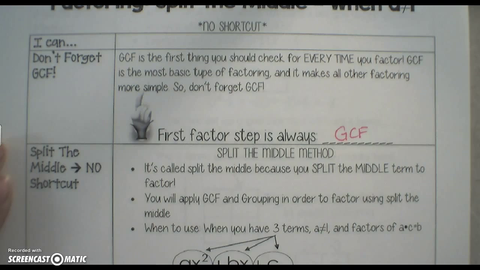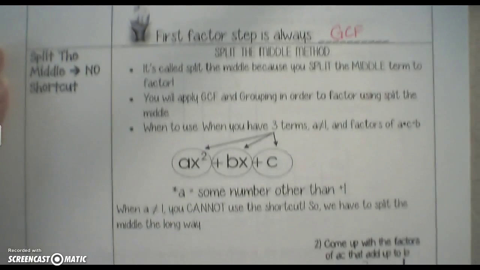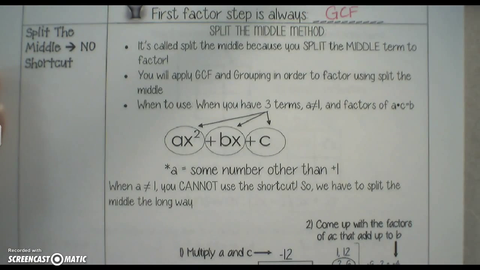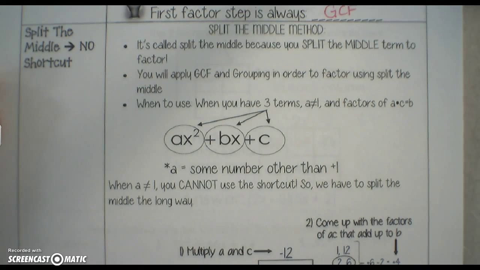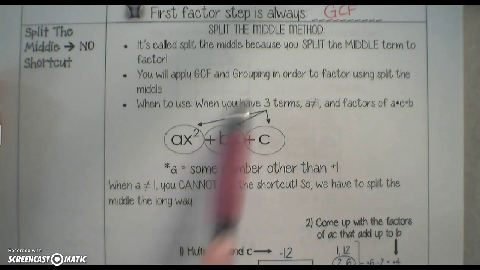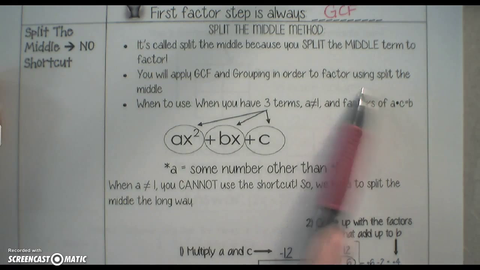That's going to help us break down our numbers. So don't forget, GCF first, always check. So splitting the middle with no shortcut. It's called splitting the middle because we're going to split that middle factor. And we kind of have already seen this in the last lesson, just real briefly. But you will apply the GCF and grouping in order to factor using split the middle.